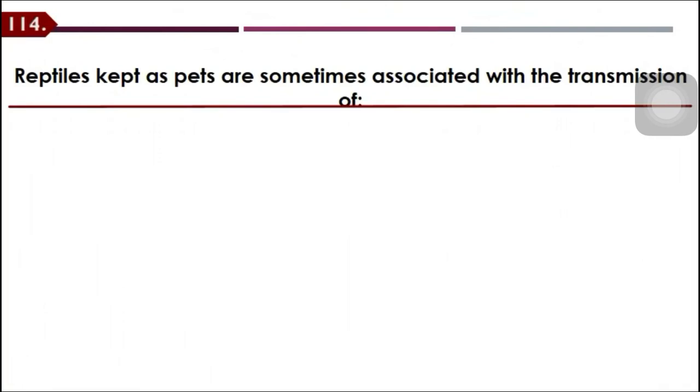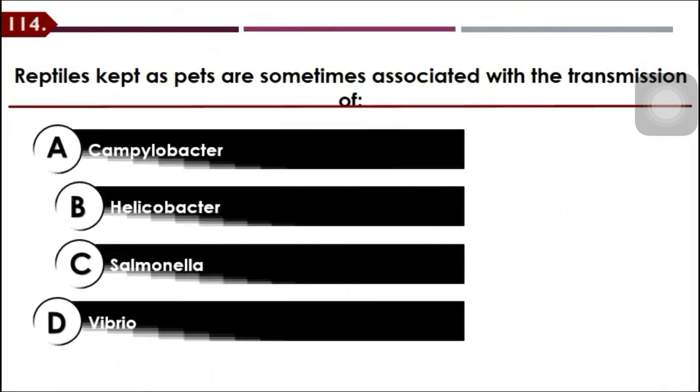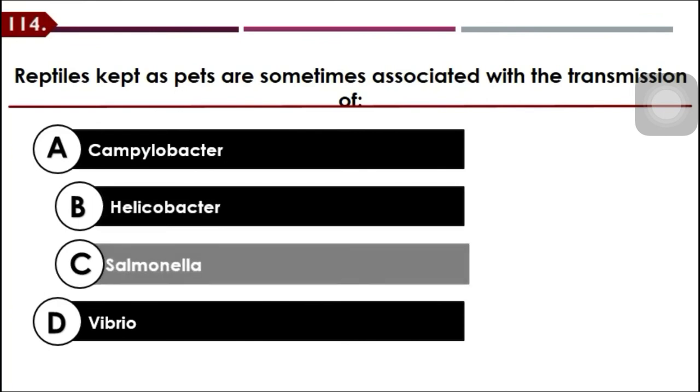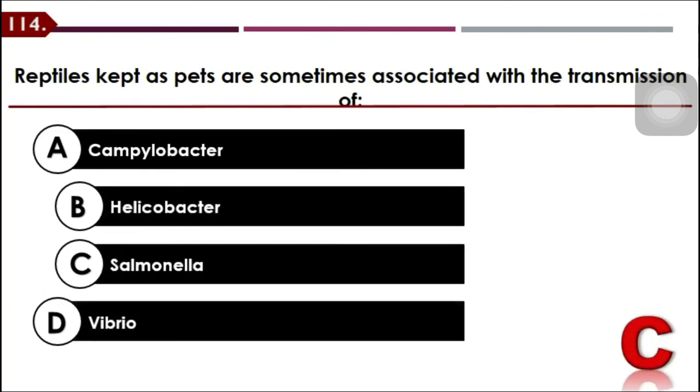Next, reptiles kept as pets are sometimes associated with the transmission of, again, okay, Salmonella or Vibrio. Correct answer is Salmonella po. For 114, letter C, Salmonella.